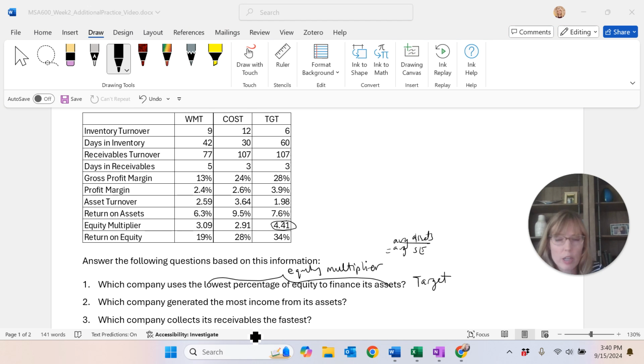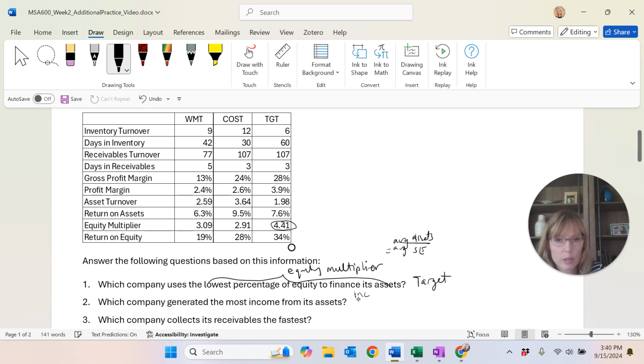And what we're saying here is that of these three companies, Target uses the least amount of equity in order to finance its assets. Item 2, which company generated the most income from its assets?